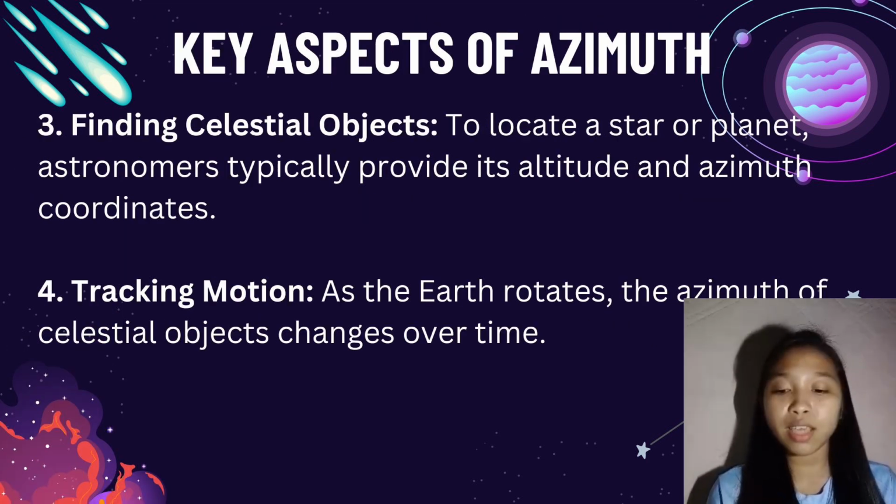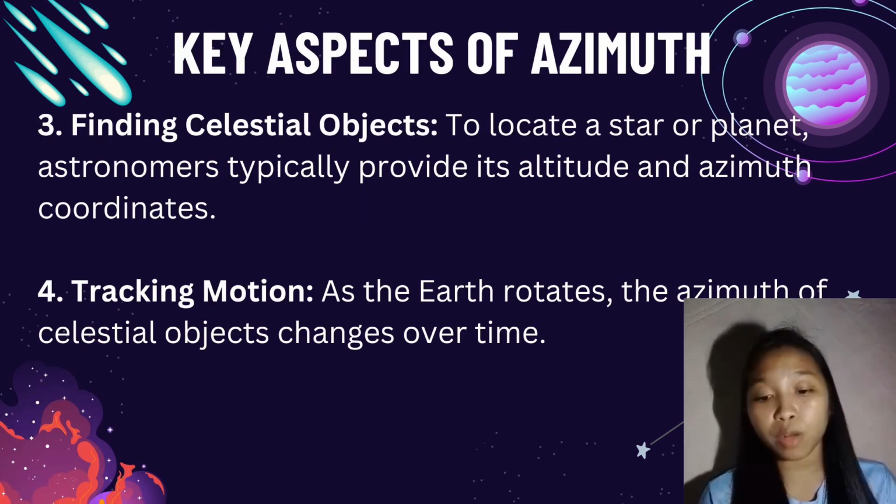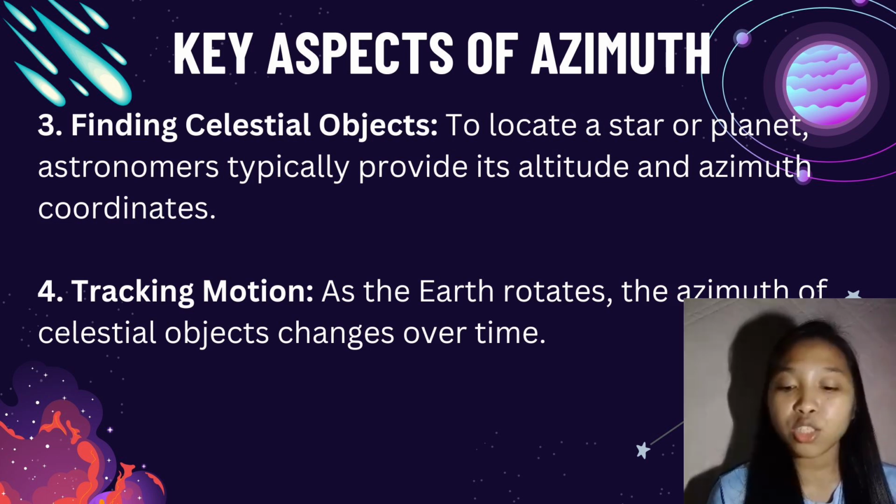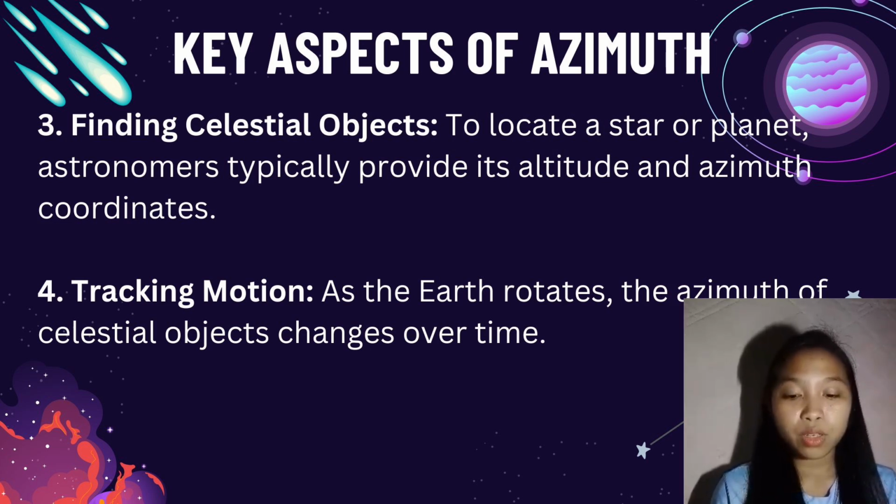The third key aspect is finding celestial objects. To locate a star or planet, astronomers typically provide its altitude and azimuth coordinates. For example, if a star is at an altitude of 45 degrees and an azimuth of 150 degrees, you would look 45 degrees above the horizon toward the southeast to find it.